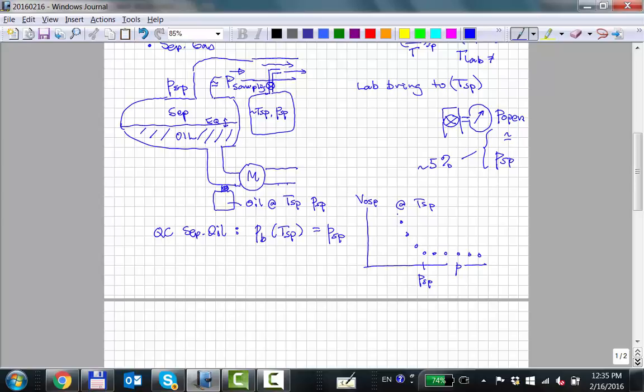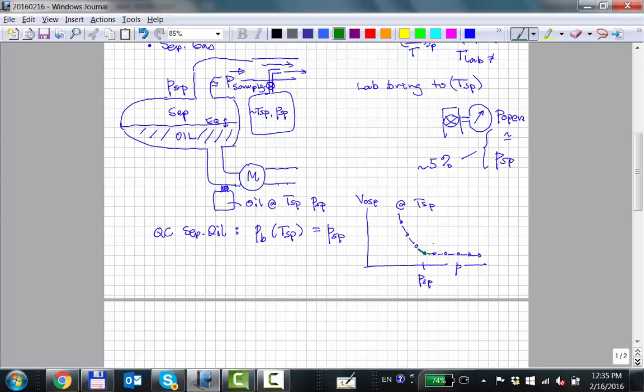And why is the volume getting so big here? It's because gas is coming out of solution and it's much more compressible. Okay? So what they're going to be looking for is this discontinuity here, and that should be right around the separator pressure. Okay?